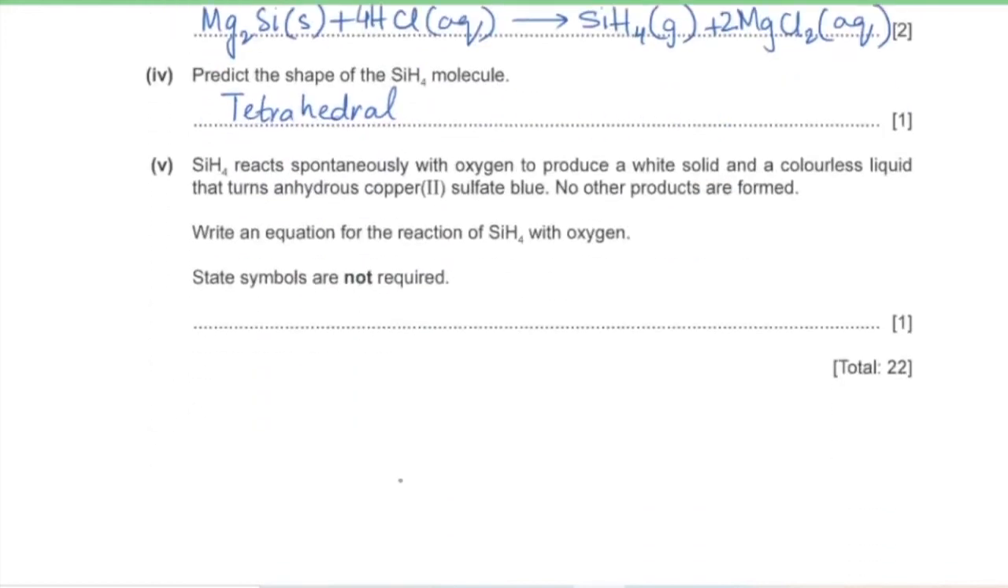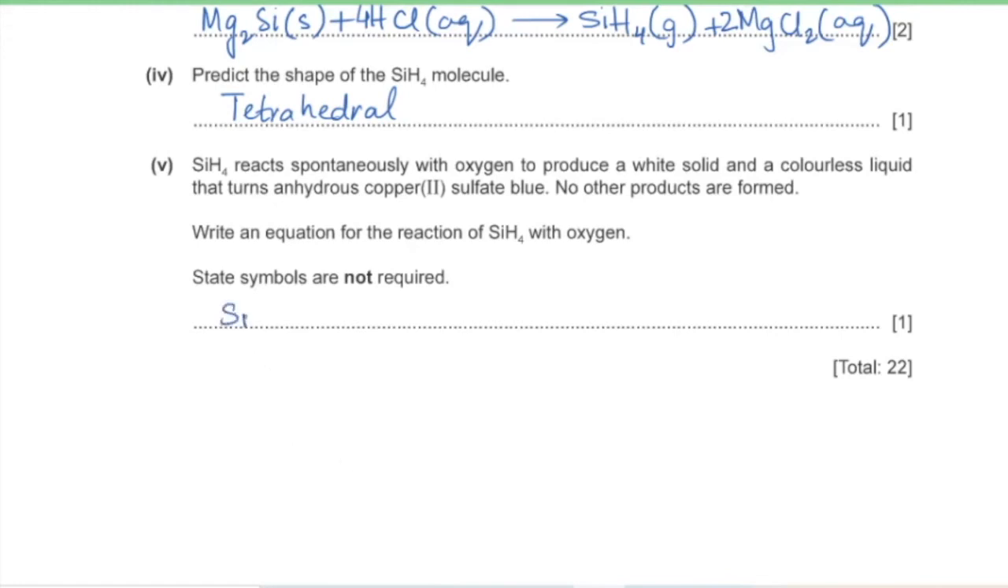Part 5, SiH4 reacts spontaneously with oxygen to produce a white solid and a colorless liquid that turns anhydrous copper sulfate blue. No other products are formed. Write an equation for the reaction of SiH4 with oxygen. State symbols are not required. So what's that one thing that turns anhydrous copper sulfate blue? Anhydrous copper sulfate is white in color, and water is that one thing that upon addition changes it to blue.